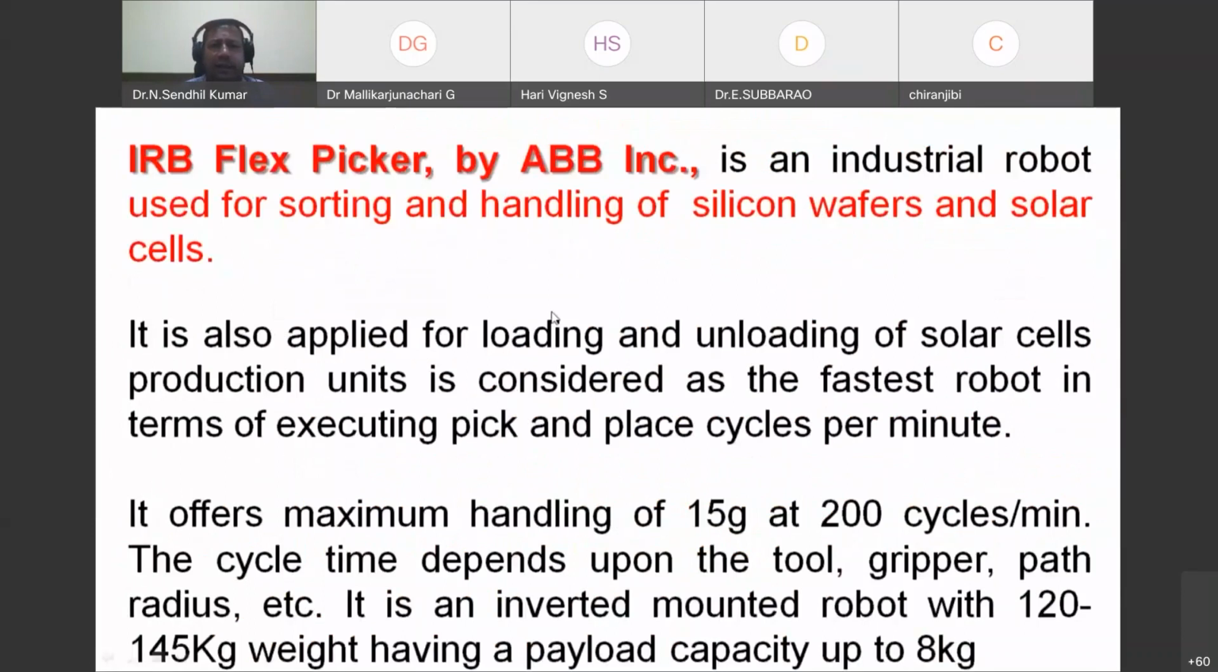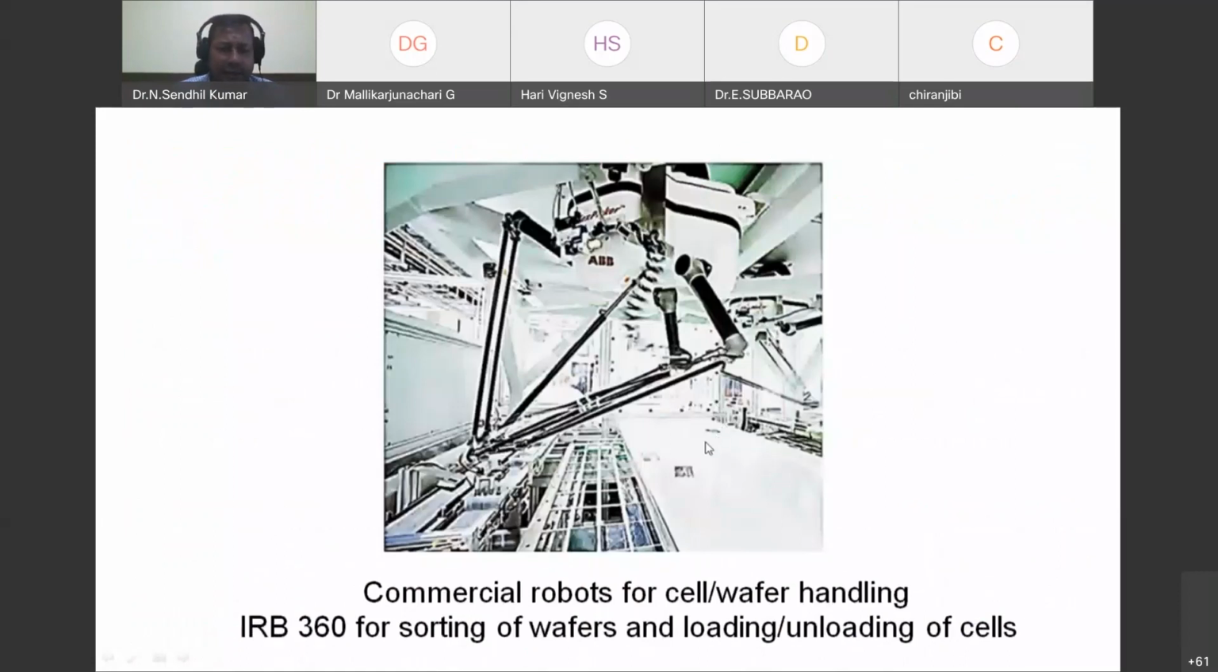IRB FlexPicker ABB solar. I will show the figure. It is also used for loading and unloading of the solar cells in the fabrication side. If you see the information about that robot, it handles a maximum of 15 grams at 200 cycles per second, and its payload capacity is up to a maximum of 8 kg. You can see the IRB 360 here, which is used for solar cell wafer handling sections, and also for unloading and loading of cells.